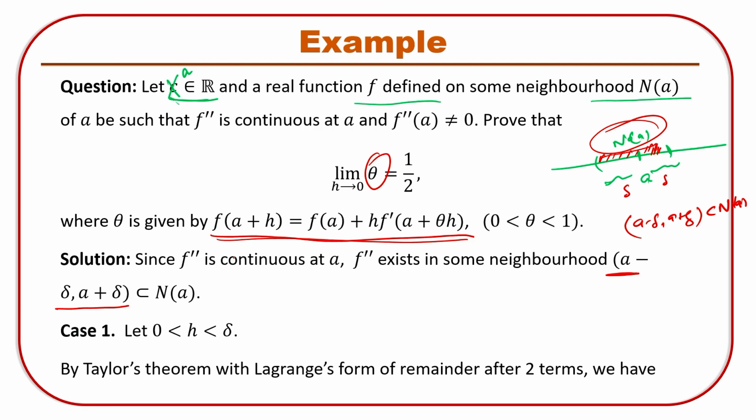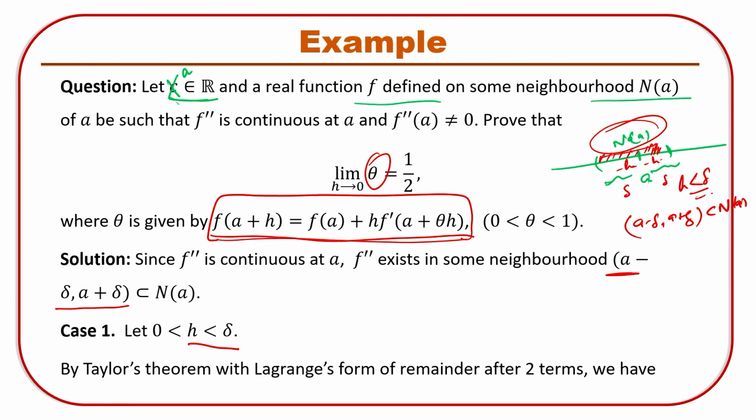Theta is given, where f(a plus h) is equal to f(a) plus h f dash of (a plus theta h). It is an implicit form of theta. So, case 1: when h is less than delta. So, I am taking h as less than delta. I am looking for this h less than delta.